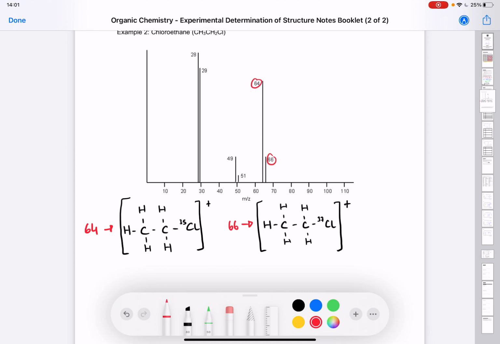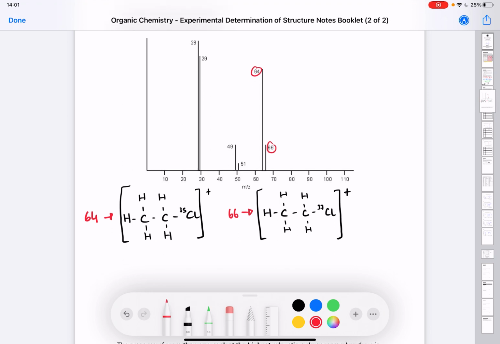Continuing to look at some of the other ones, we've got a peak at 51, a peak at 49, a peak at 29, and a peak at 28. So what we'll do is we will see if we can come up with a couple of different structures for these. And a lot of the time it is just a wee bit of trial and error. So the easiest way to do this is looking at the full structure and then just start breaking some bonds and see what you can get.